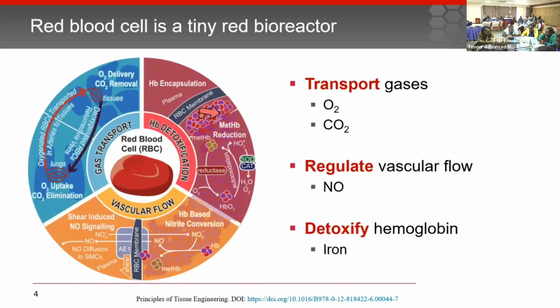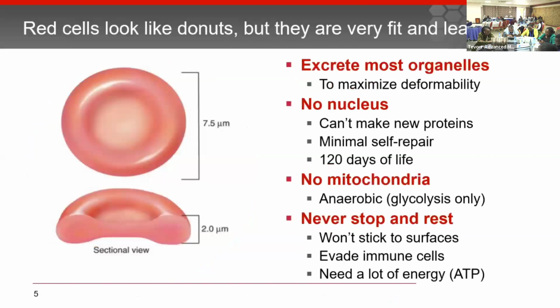Now, looking at just the red blood cells, the size of a red blood cell is 7.5 micrometers, and the red blood cell has no nucleus or mitochondria. So how does it generate energy? That means it needs ATP. So it needs a lot of ATP for its other functions that we'll look at later.